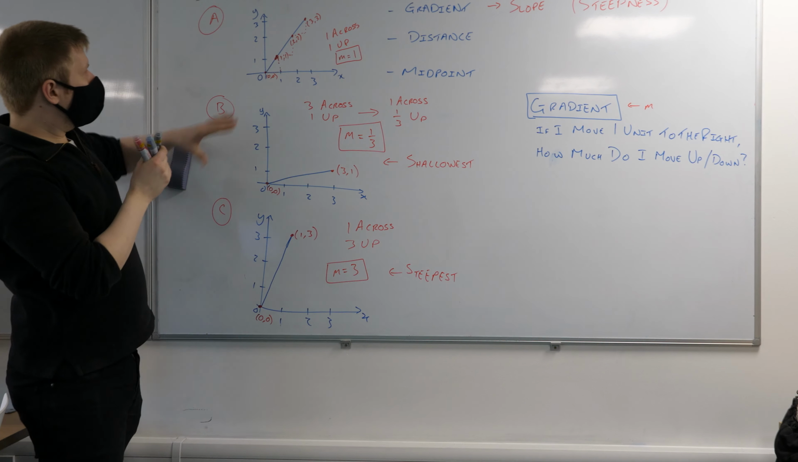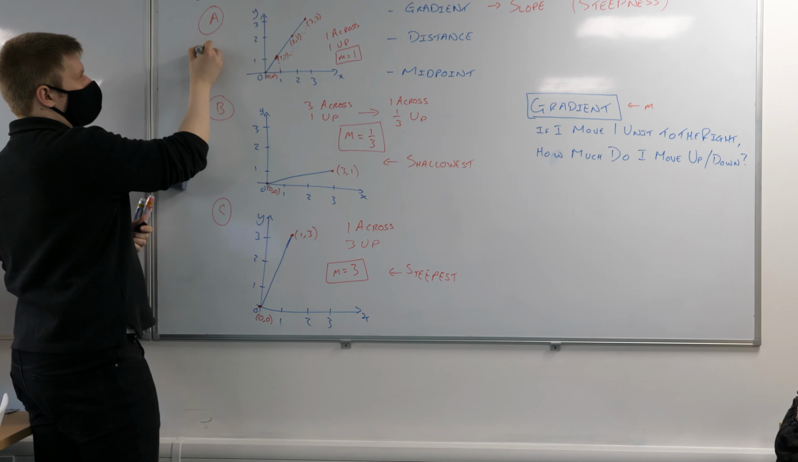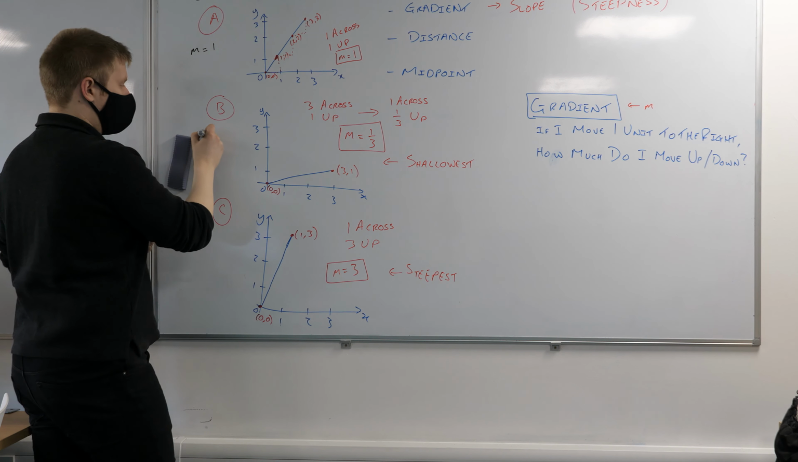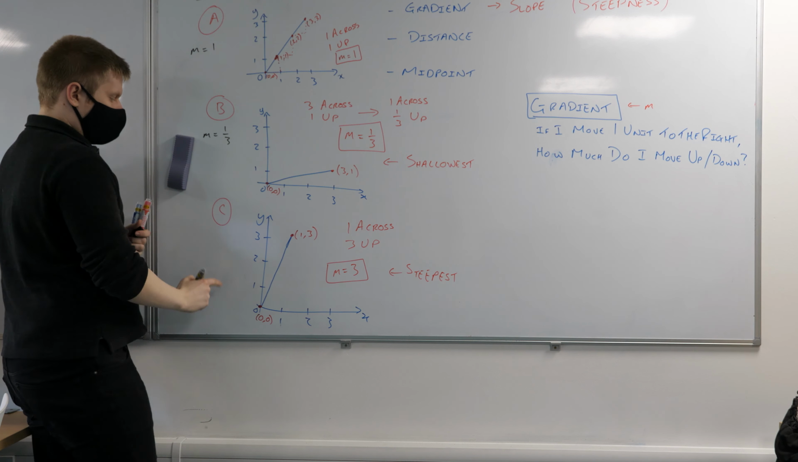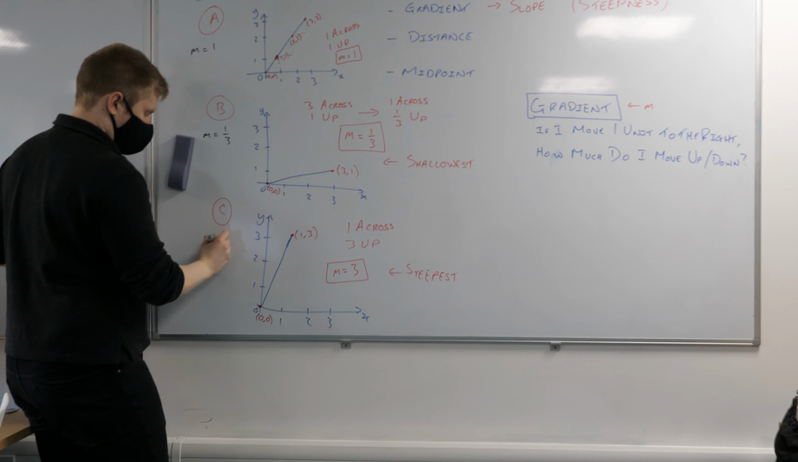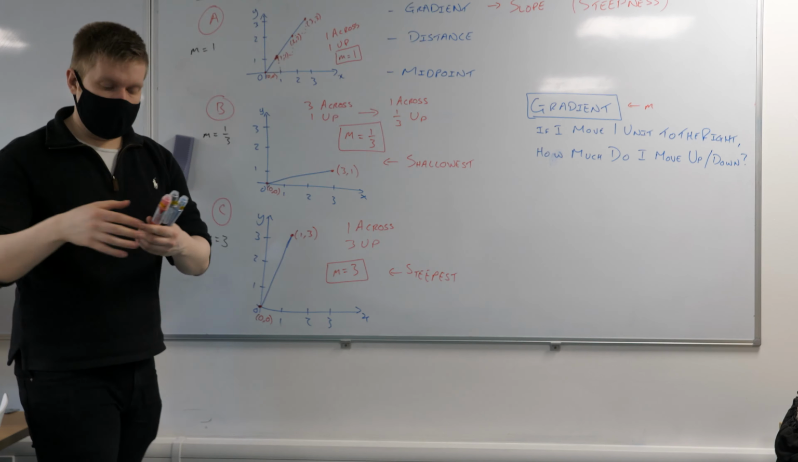Okay, for this first line, let me write down the left-hand side. For this first line, I got a gradient of 1. For the second line, line B, I got a gradient of a third. And for the third line, I got a gradient of 3. Okay? So does this satisfy the thing which we wanted at the beginning?